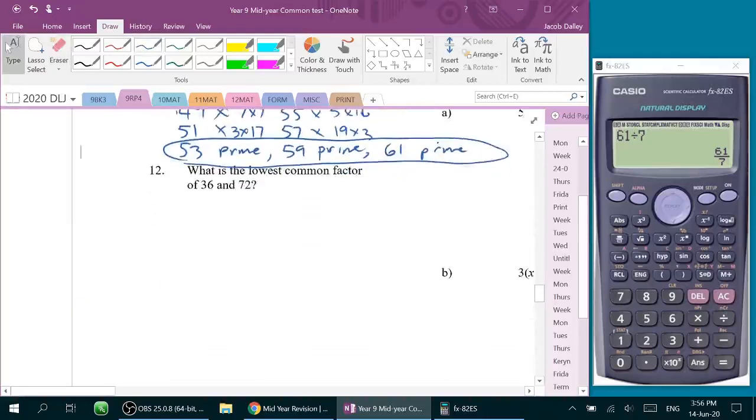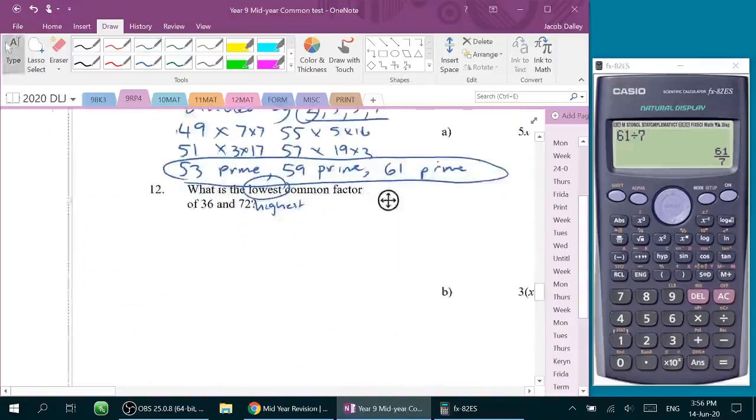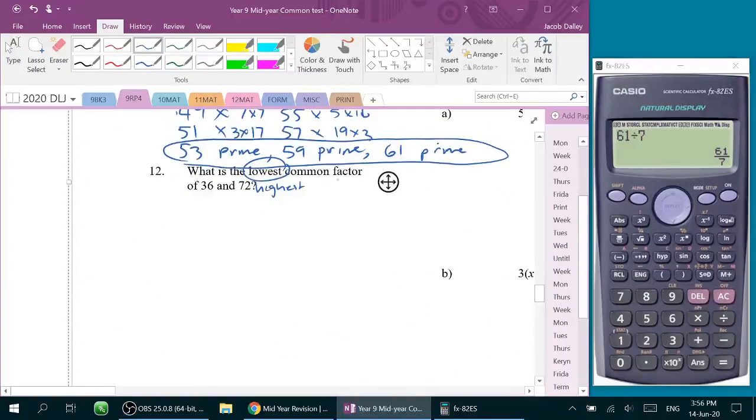Lowest common factor of 36 and 72. I think this is actually supposed to be highest, because it's directly opposite the earlier one with the lowest common multiple. The lowest common factor would be 1, because every number has 1 and both these numbers have 2, so that's probably just a typo. So I'm going to work this out for the highest common factor, so disregard that, it should be highest.